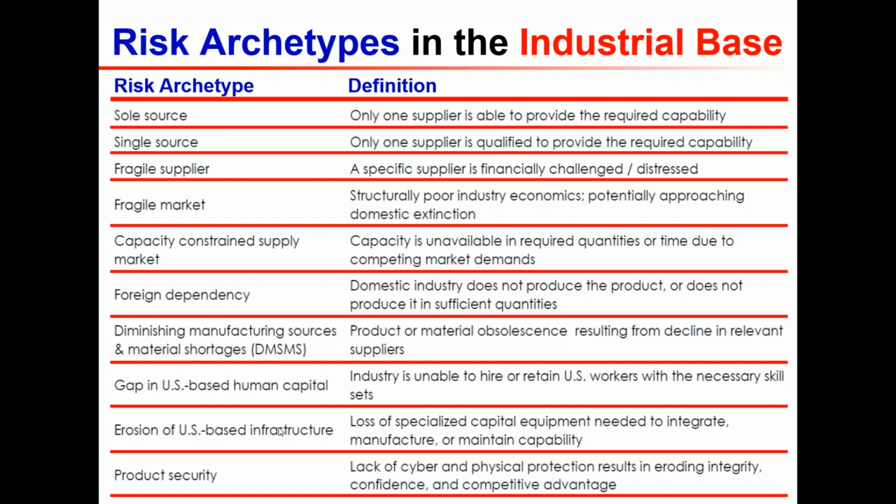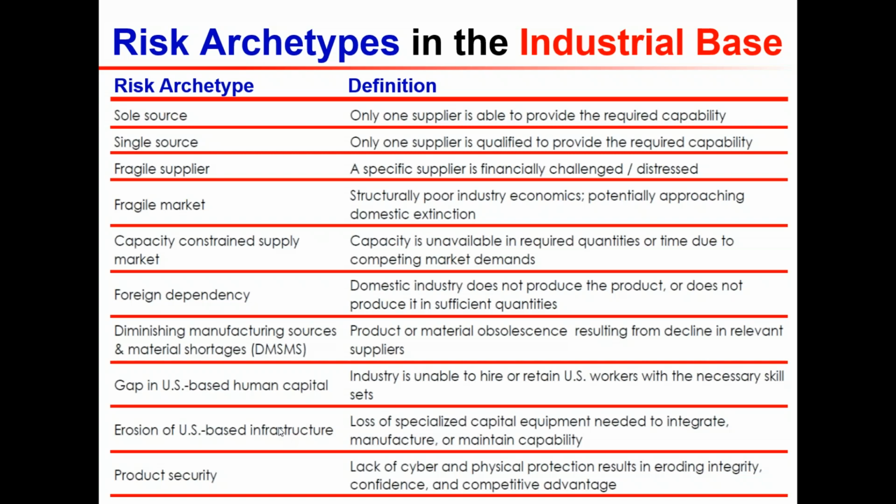And finally, product security, right? The lack of cyber and physical protection results in eroding integrity, confidence, and competitive advantage. So the idea is that we do not have visibility maybe on what's being put into our systems or into our subcomponents. There could be counterfeiting, there could be interruption of our supply chain, but also cybersecurity, actual cyber attacks or the general loss of security, either the physical security or the cyber security, the security of the intellectual property, because of a lack of a secure infrastructure.